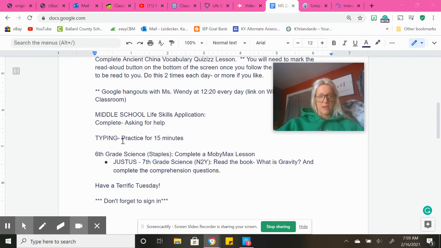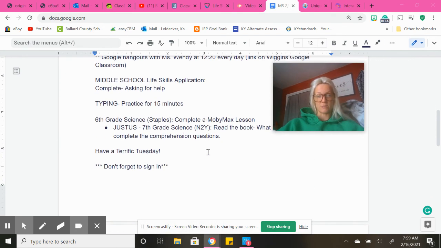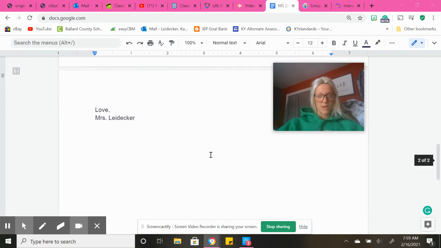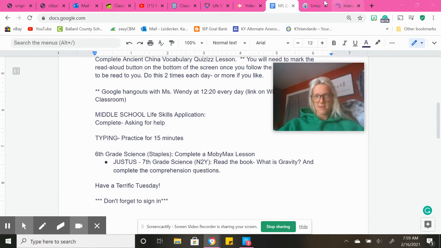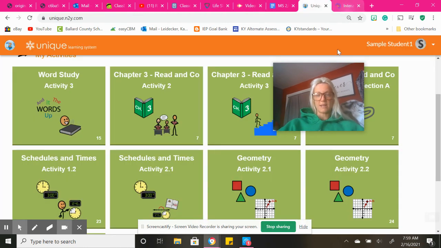Now typing. I would practice typing for 15 minutes. I'm still waiting to hear back about what specifically you guys are supposed to be doing for typing, but just make sure you're logged on under your name and you type for the 15 minutes today until I hear something different from Miss Adams or Miss Ashley. Okay, don't forget to sign in. I'm going to be watching you guys as you log in and helping if needed.